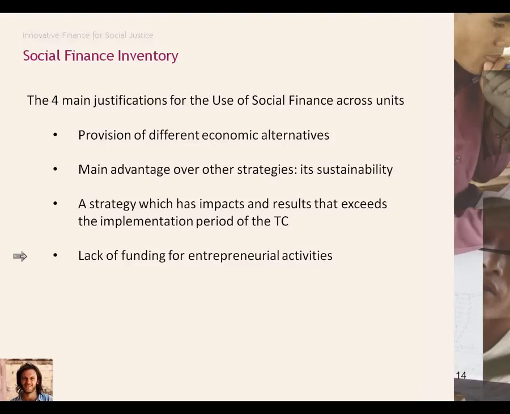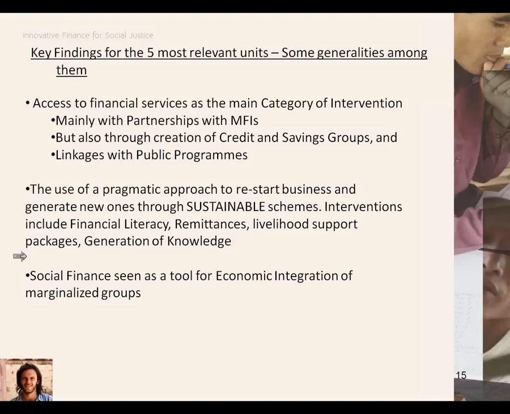So let's move to some more concrete examples, and let's check the results of the five most relevant units, which are IPEC, SEED, MSU, Enterprise, and Crisis. The relevance here, I need to say, is just because they have more technical cooperations using social finance, not because they are more important than others. So we see some generalities among them. The first one is that access to financial services is the main category of intervention. Of course, this is mainly partnership with microfinance institutions, but it also involves linkages with public programs of microcredit and the creation of credit and saving groups.